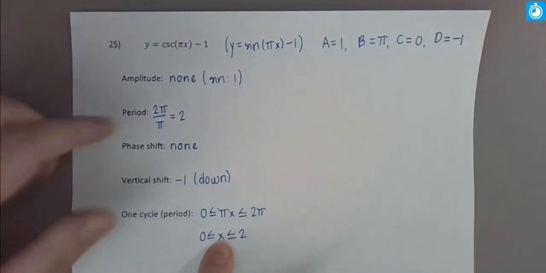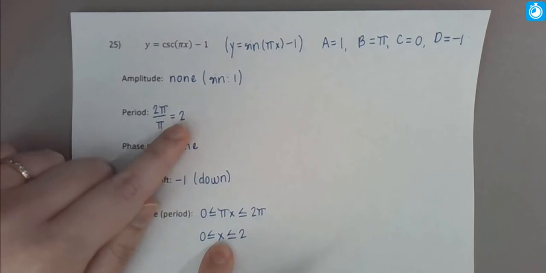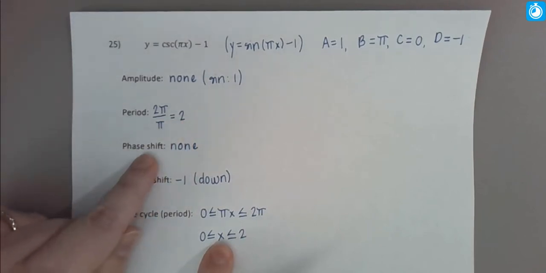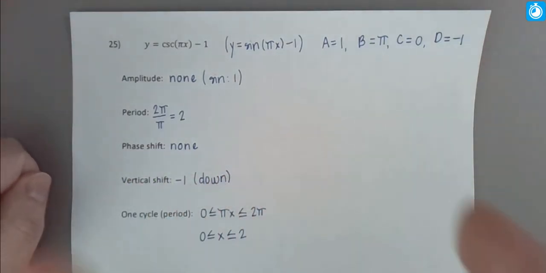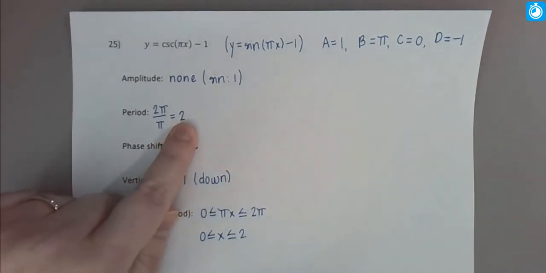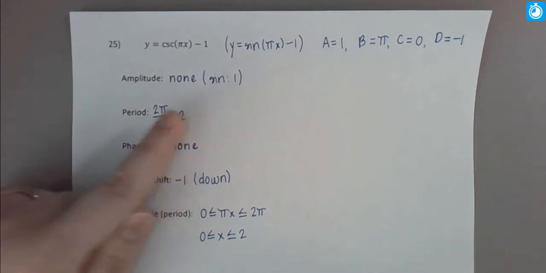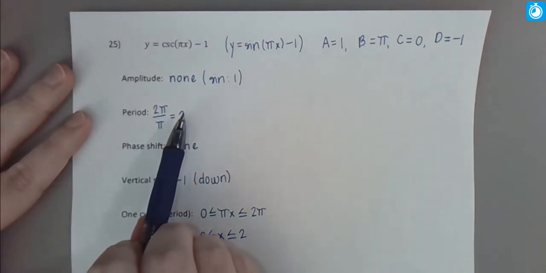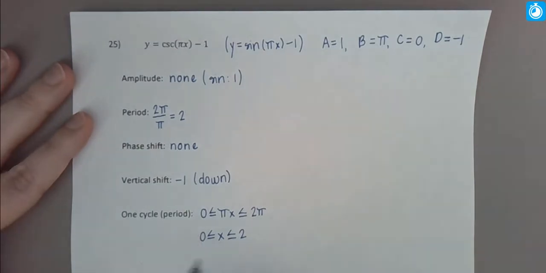So how does this work with the actual period we found? Well, we found that the period was 2 units. We didn't have a phase shift, which means we're not shifting left and right. We're staying centered right where we normally are. We just shrink the distance that it takes to complete one cycle. It takes 2 units to complete a cycle. We're starting at 0 and we're going to 2, which is a total of 2 units. So that's how the period and the endpoints for that cycle match up.